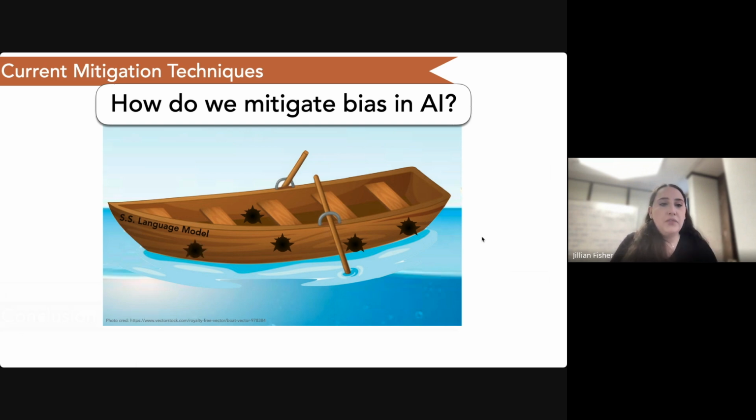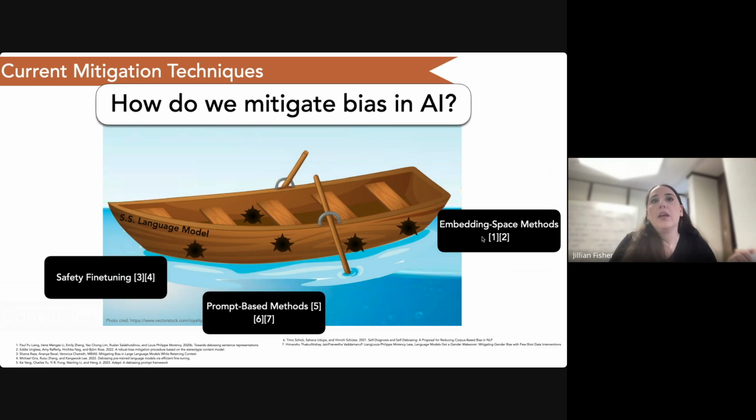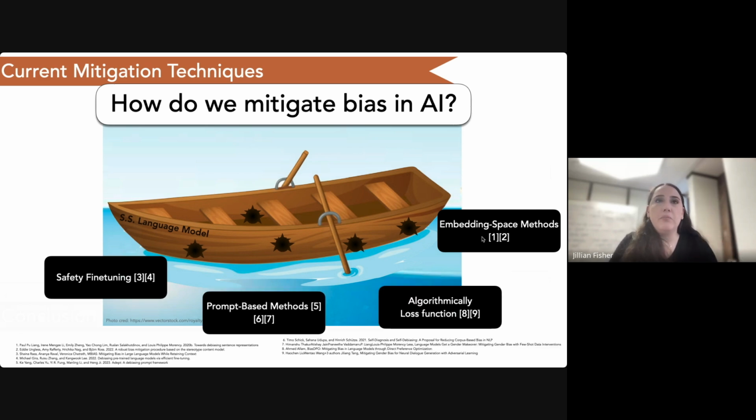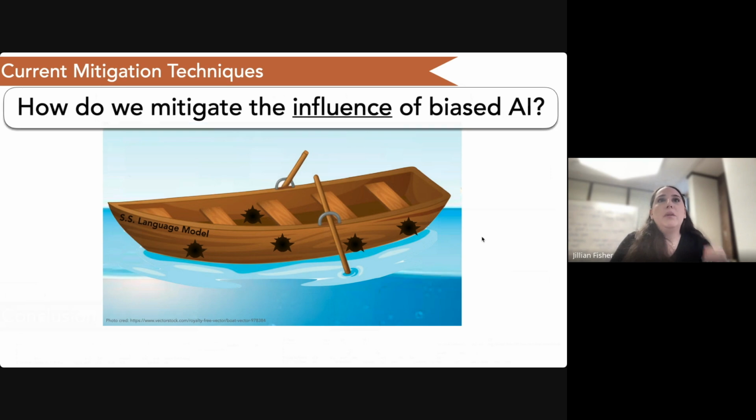There are a lot of techniques, a lot of research, and a lot of effort being put into filling these holes, from embedding space methods to safety and fine-tuning, red teaming, prompt-based methods, algorithmically removing bias from the training data. However, instead of asking how we mitigate bias in AI, I want to propose a different question: how do we mitigate the influence of biased AI?